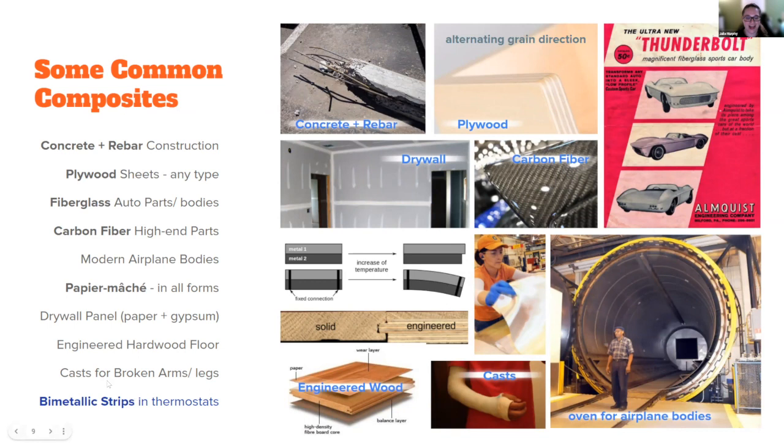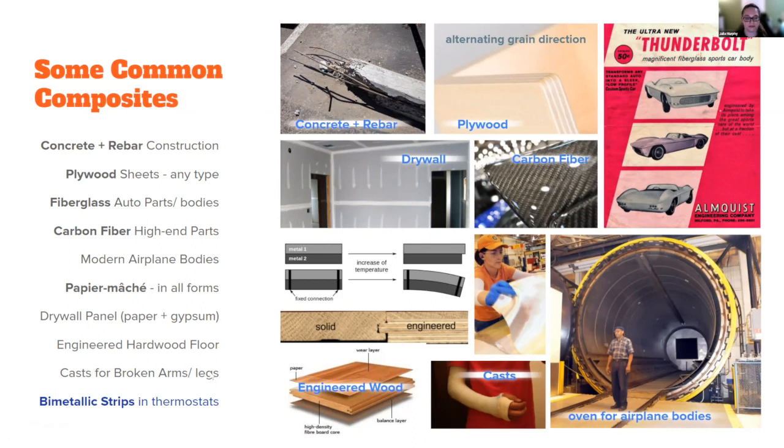Casts. I don't know if you guys have seen me doing any of my life casting or other casting in the space, but parts of my molds very strongly resemble the casts that go on broken arms and legs. What it is is plaster mixed with usually burlap bandages or cloth bandages of some kind. And they're lightweight and strong enough to protect you while you heal. So that is an old school, but still in use technique.